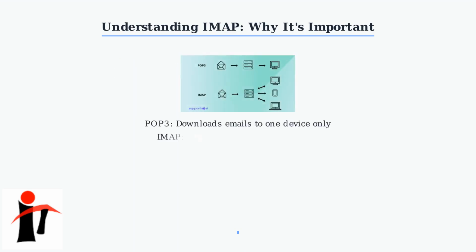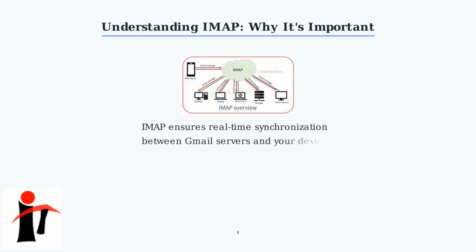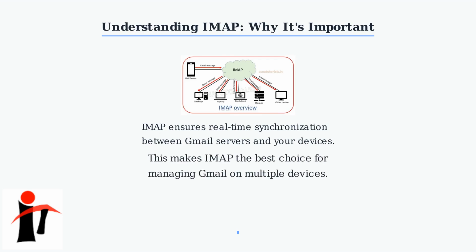Unlike older protocols like POP3, which downloads emails to a single device and removes them from the server, IMAP maintains a connection to the server. IMAP creates a live connection between Google's email servers and your devices, allowing for real-time synchronization of all your email activities. Because of this synchronization capability, IMAP is considered the best method for managing a Gmail account across multiple devices like phones, computers, and tablets.